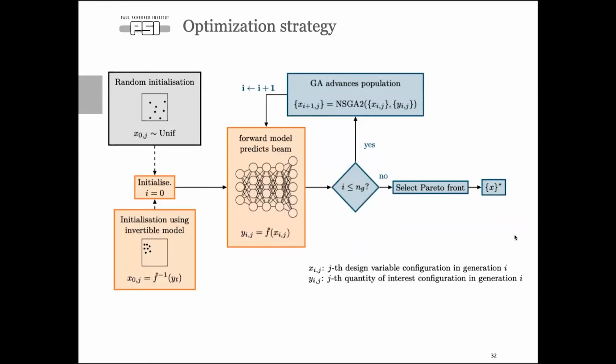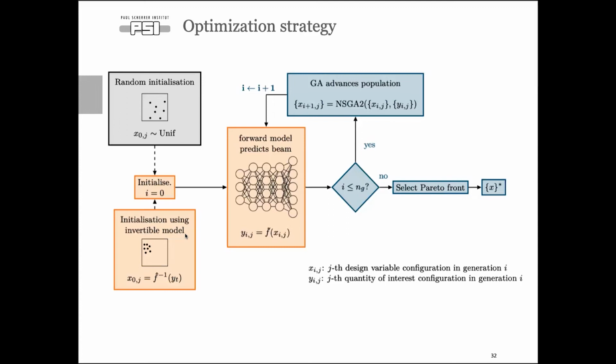We will change this strategy a bit. So first of all, we replace the physics-based model with our forward surrogate model and do the optimization with random initialization in the first step. And the second approach is that we replace this random initialization with an initialization using the invertible model.